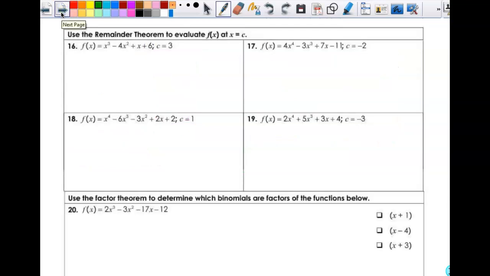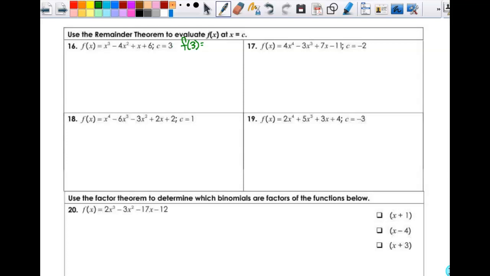Page 2 says to use the remainder theorem to evaluate f of x at c. So remember, if I want to evaluate f of x at c, I'm looking for f of 3, basically, and want to figure out what that is. And I can do that using synthetic division. It's called synthetic substitution. And I just take this 3. So I don't change the sign because this doesn't say x plus 3. It just says c is 3.